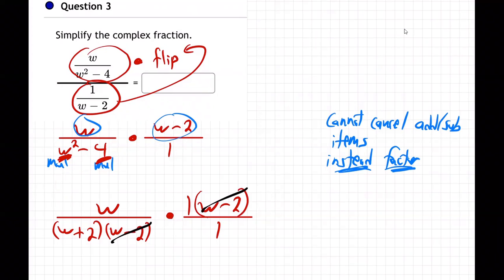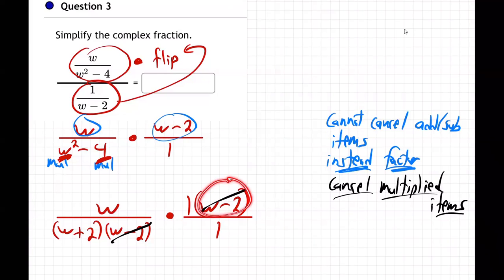Why is it okay to cancel? Because those are multiplied. We cancel multiplied items, right? And see now, this W minus 2, is it multiplied? Yeah, it's multiplied times 1, really, right? There's an invisible 1 out there. So I'm canceling multiplied items, aren't I? So that's okay to do.